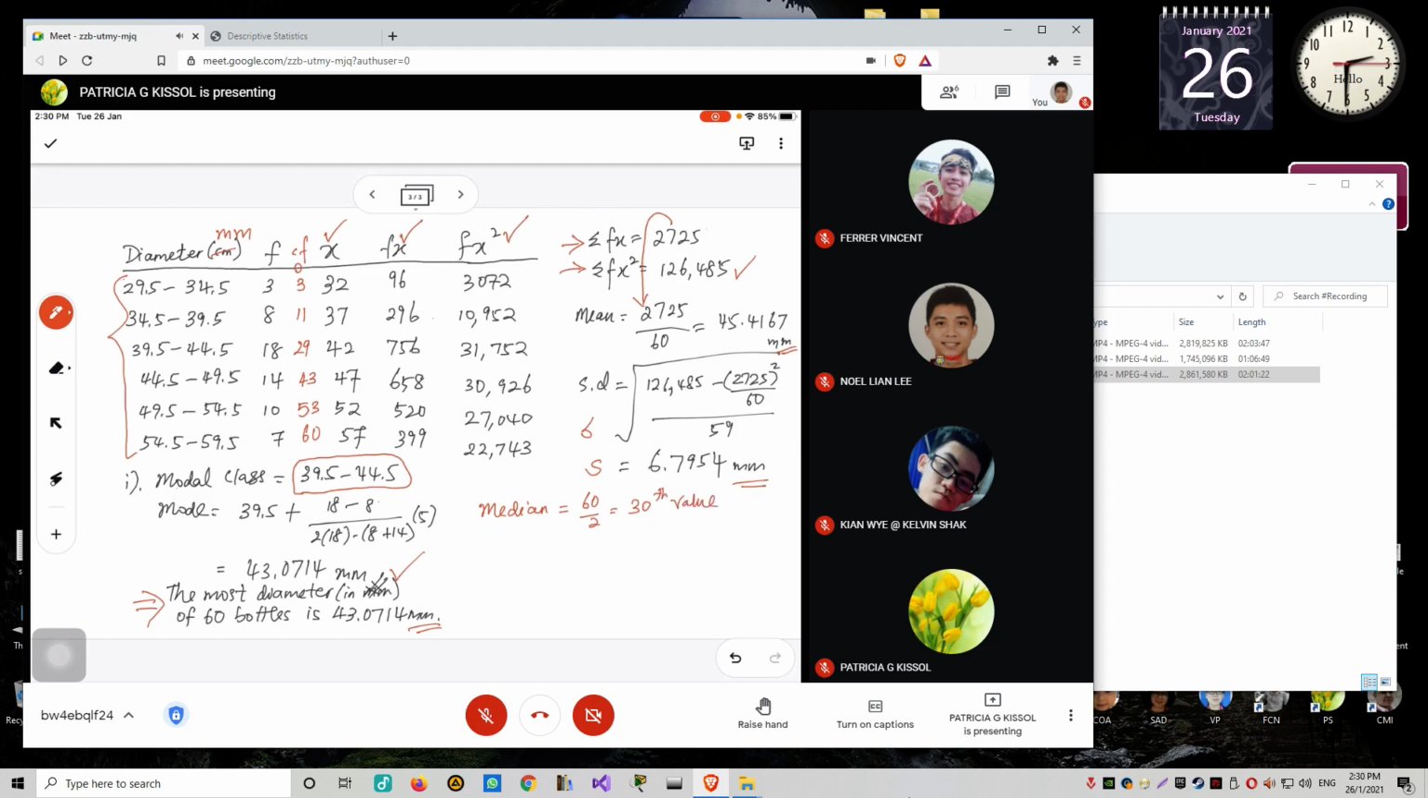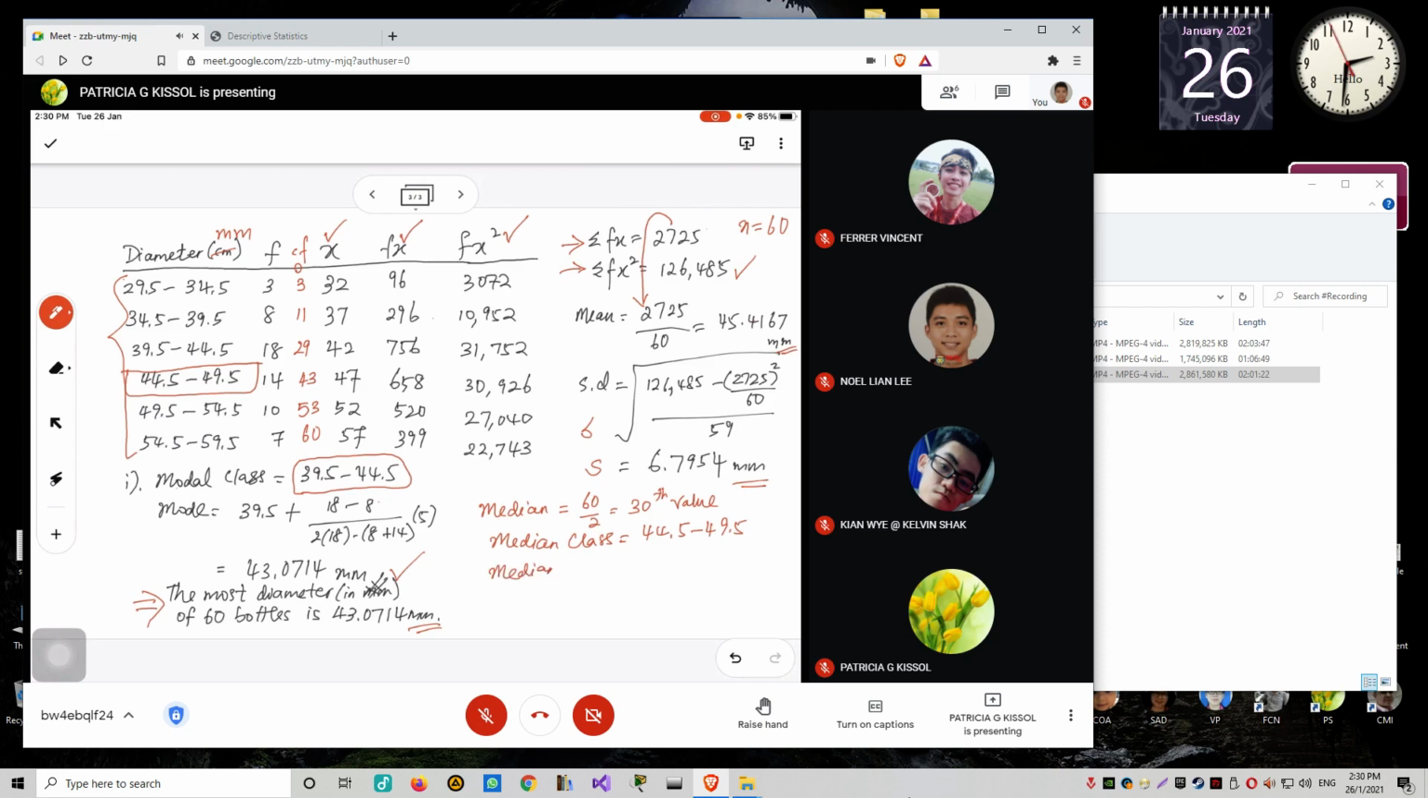So the 30th value, the value 29 is too small, isn't it? So the best thing is to take this value. Miss, 44, yeah. If the n is odd number, or you mean the n, the 60 here, is also an odd number? Still divide by 2. Okay. So that means our median class is 44.5 to 49.5. So once you got this, we have to put it into the formula for the median.